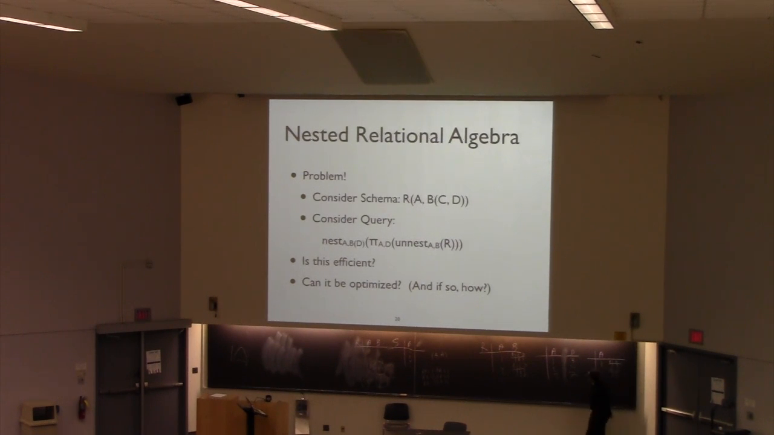Okay, cool. So my schema here is A with a table B of D. So, was this the most efficient thing that I could possibly do, going through all of these steps?